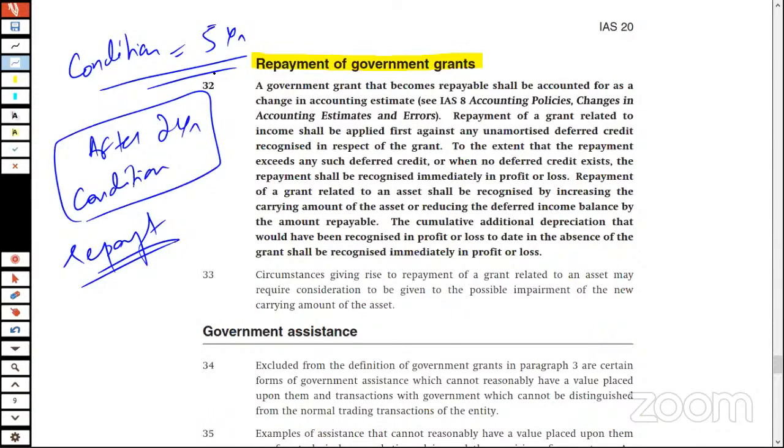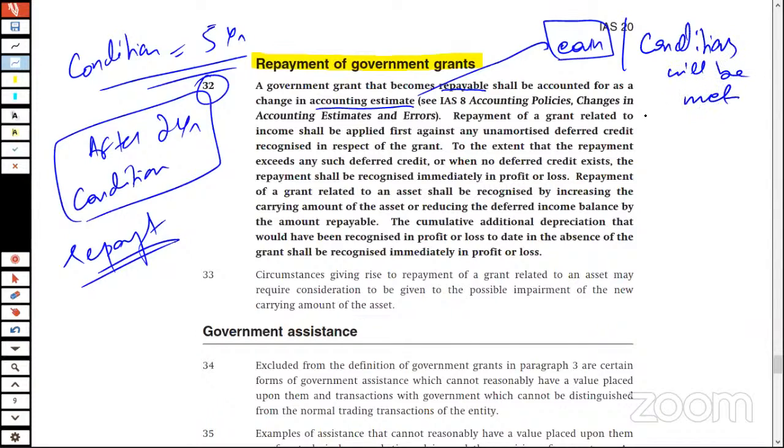So for this, we are going to go through section number 32 of IAS 20. What does it say? It says a government grant that becomes repayable shall be accounted for as a change in accounting estimate. That is, you originally estimated that the conditions will be met, but unfortunately, the conditions are not met. So your estimate has gone wrong. It says repayment of grant related to income shall be applied first against any unamortized deferred credit recognized in respect of the grant.